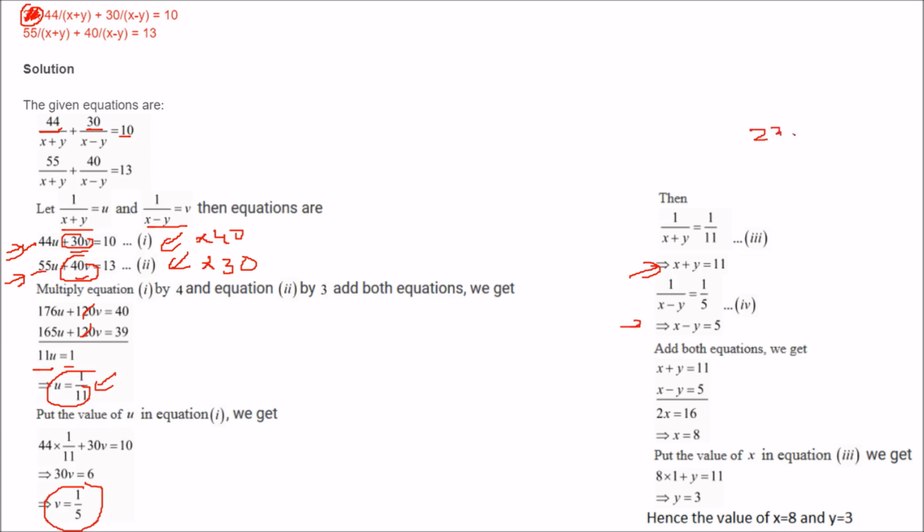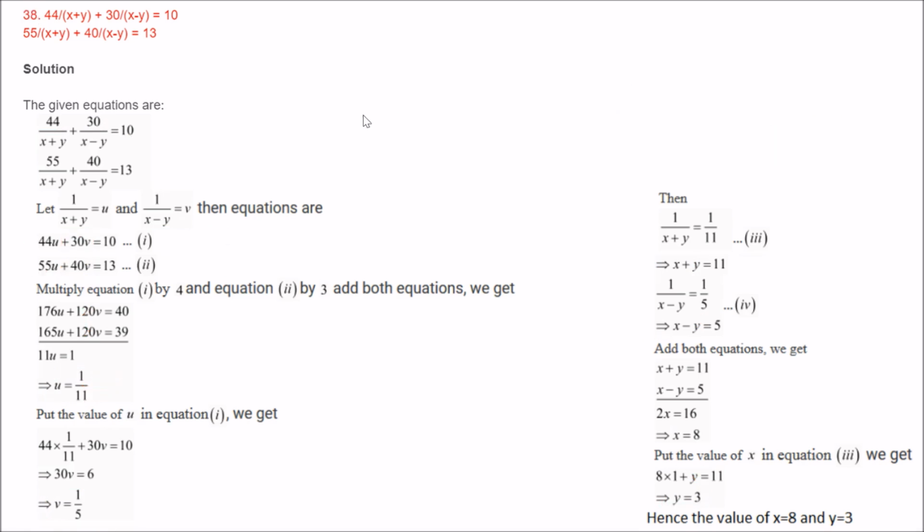Add them, you get 2x equal to, see, this gets cancelled, 11 plus 5, that is 16. So x will be equal to 8. Put it in any of the equations, you get y equal to 3. So x is 8, y is 3.